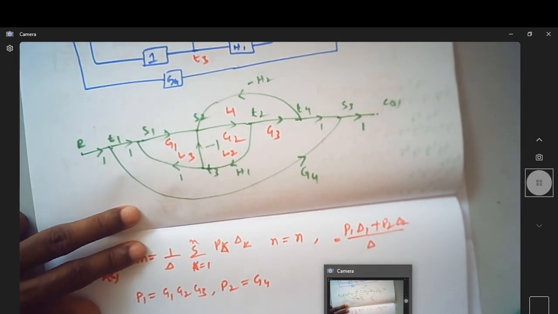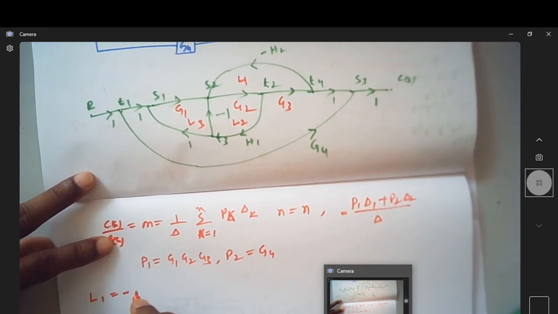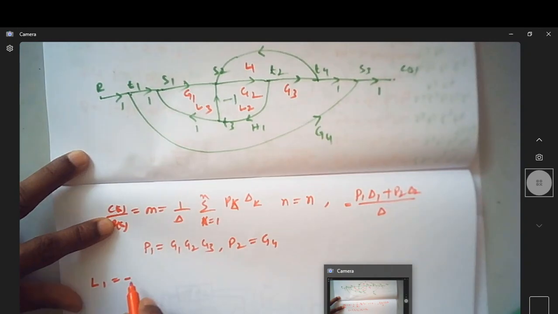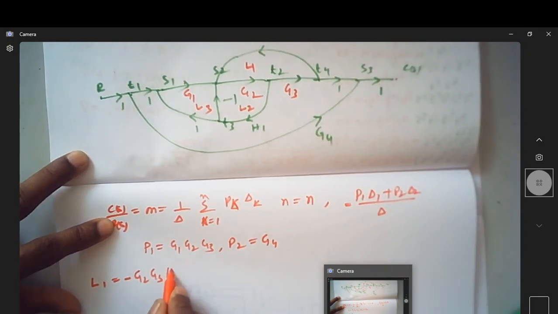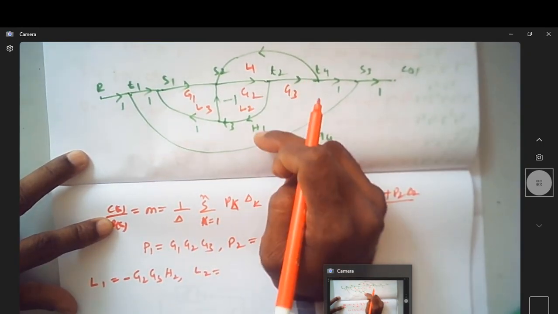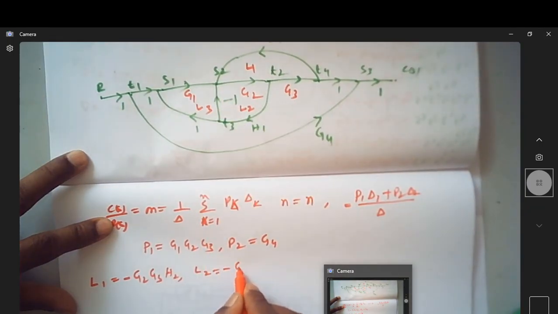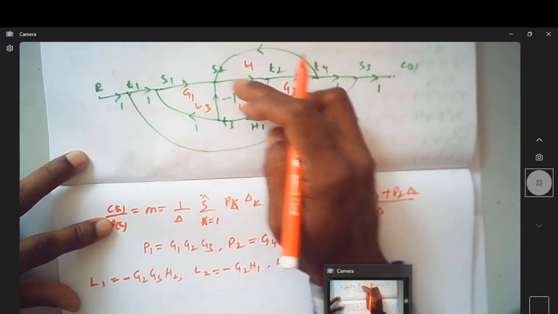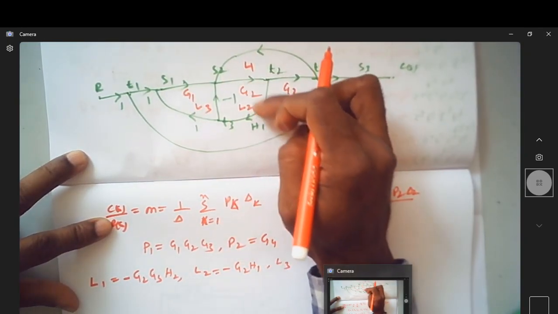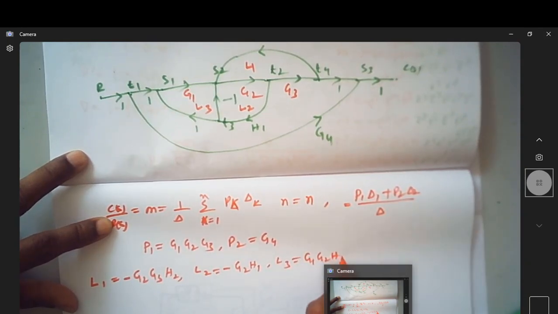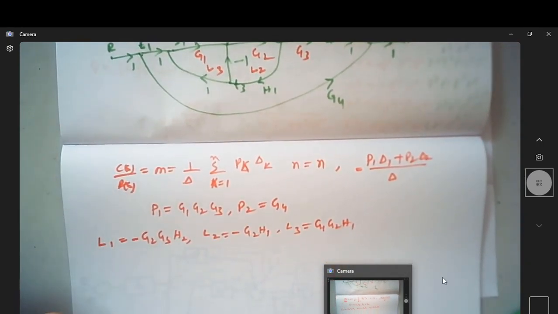Okay, loop 1 has a gain of minus G2, G3, H2. L2 is minus G2, H1. What is L3? It is G1, G2, H1, plus there.